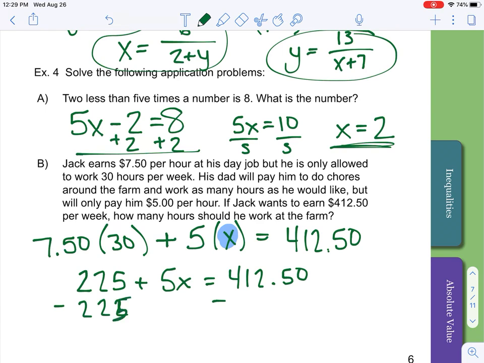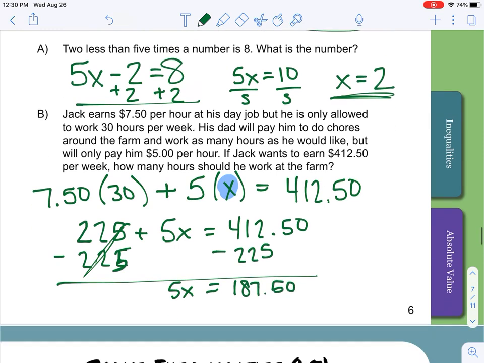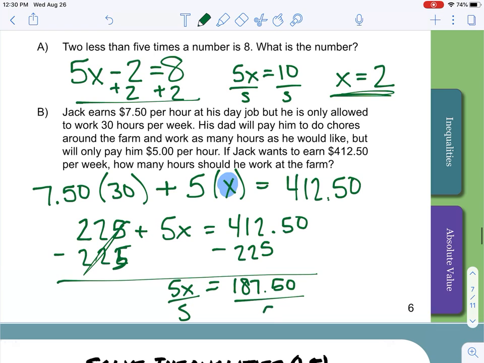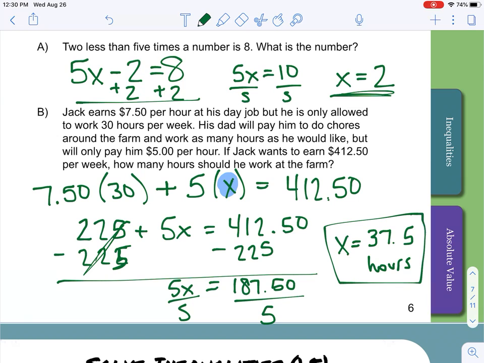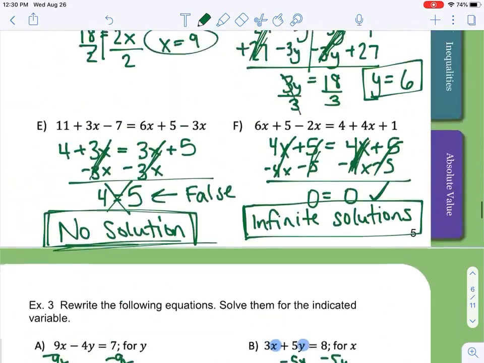Oops, 5. We get 5x equals 187.50. Divide by 5. And x will equal 37.5 hours. So he could work a total of 67.5 hours per week to make $412.50. All right, that is lesson 1.4, solving equations.